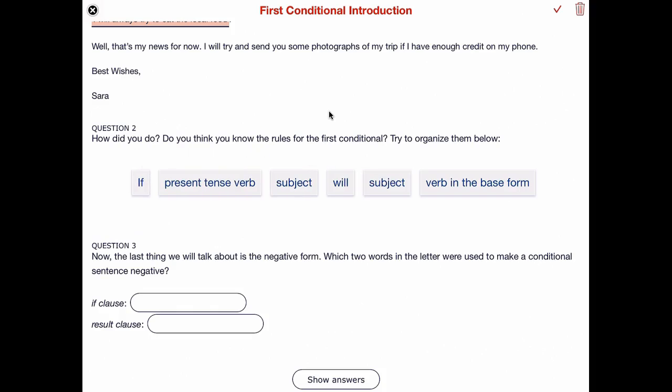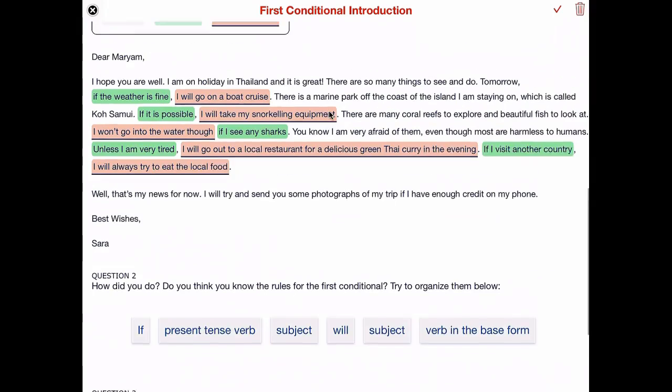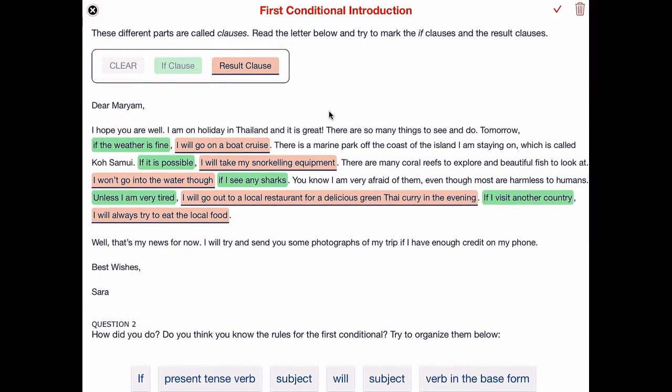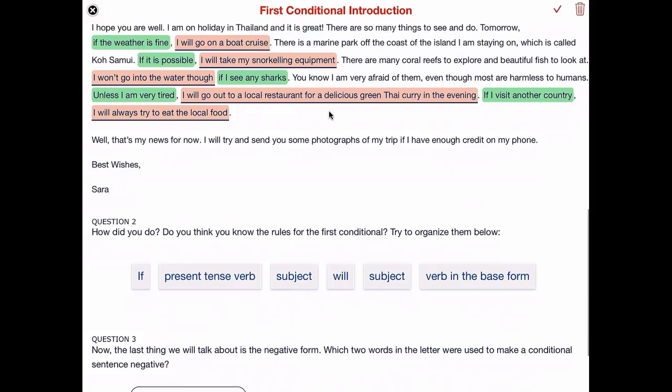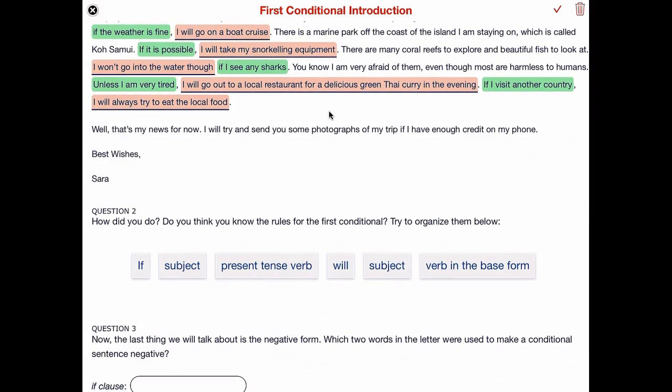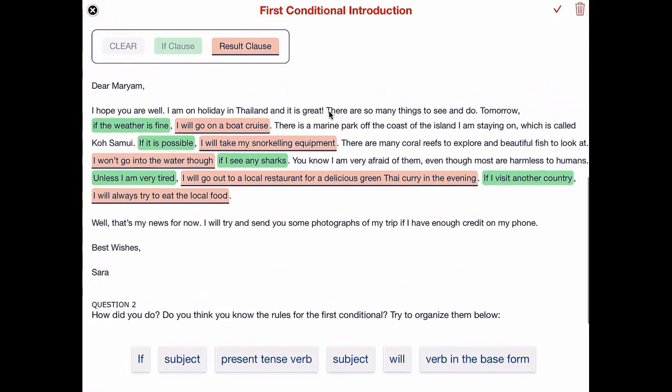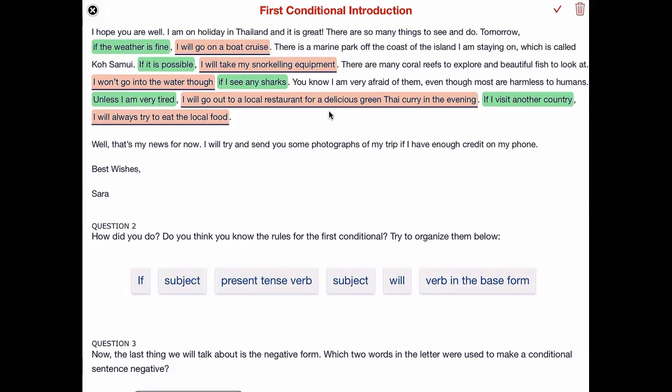Okay, we're going to start with if, and then what tense follows the if clause? If I see, if it is, if the weather is. Okay, so it's not actually a verb. We need a subject after if. Then we need the present tense verb. Then you get the second subject. I will, I won't, then will. And then last we have the verb in the base form.